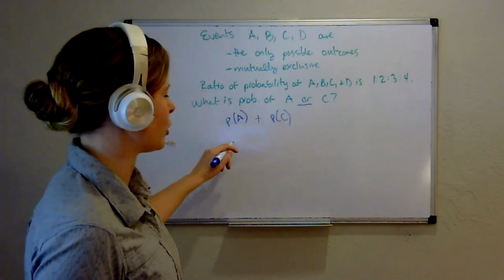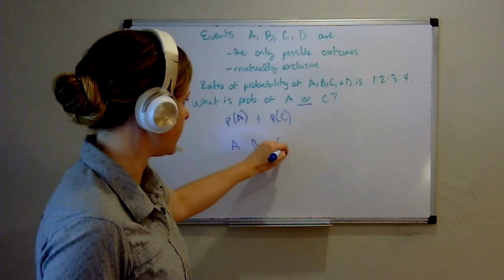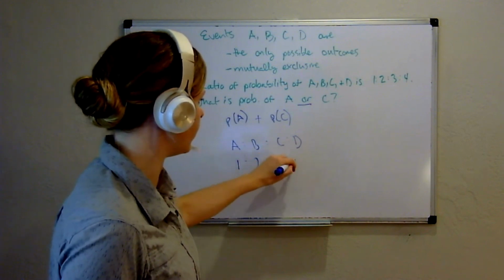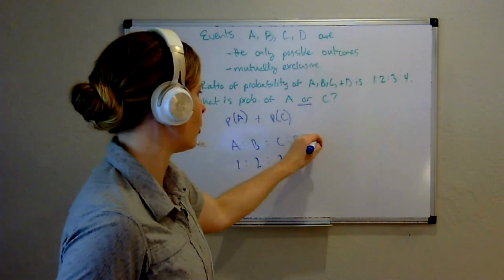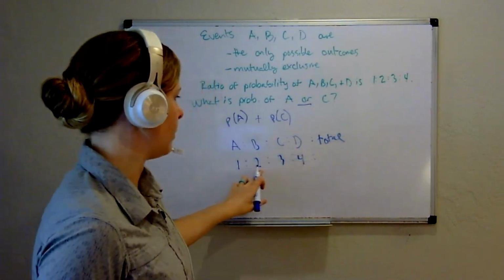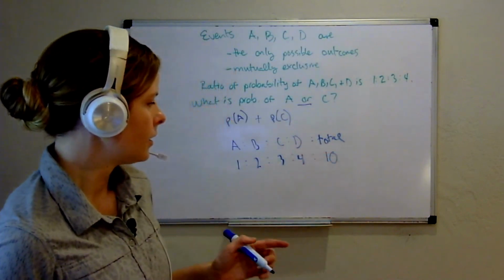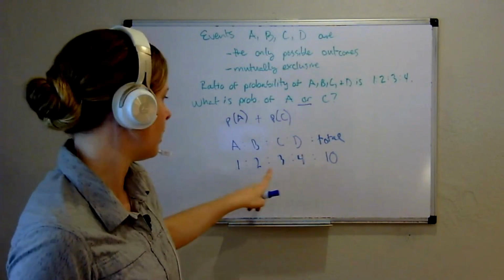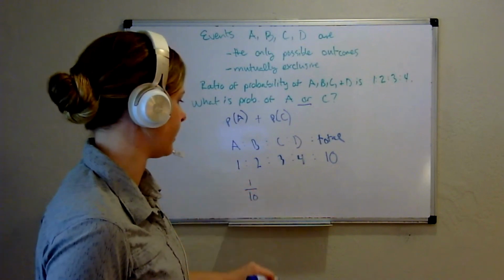So first thing I'm going to do is just organize myself a bit. We've got a ratio A to B to C to D, and that is 1 to 2 to 3 to 4. The other bit that I'm going to throw in here is my total, right? So how many total parts are there within this ratio? And we have 10 total parts. So out of these 10 total parts, how many are A? Well, we've only got 1, so it's just going to be 1 out of 10 is our probability of A.